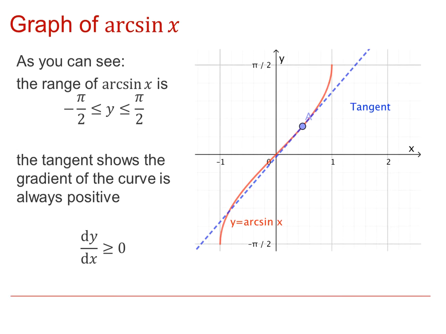Here is a graph of arcsine x. As you can see, the range of arcsine x must be noted to be y greater than or equal to minus pi by 2, less than or equal to pi by 2. And you will no doubt relate this to your work on functions generally. The tangent drawn in blue on the graph shows the gradient of the curve is always positive, and it's worth noting that dy by dx is greater than or equal to 0, as we will be using this information later.